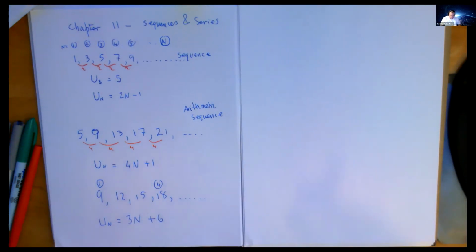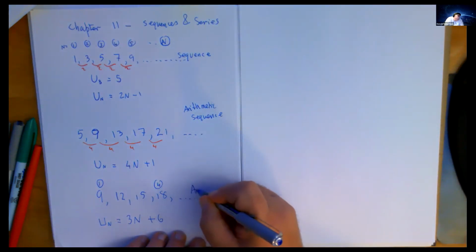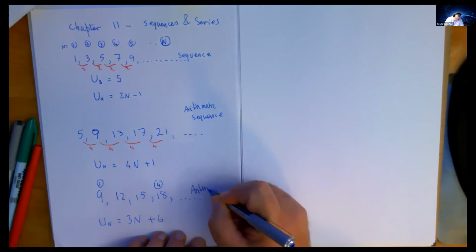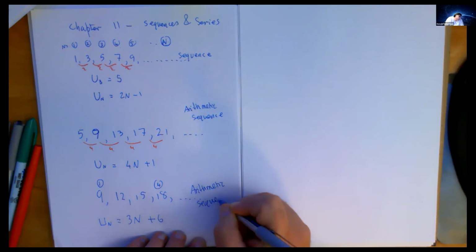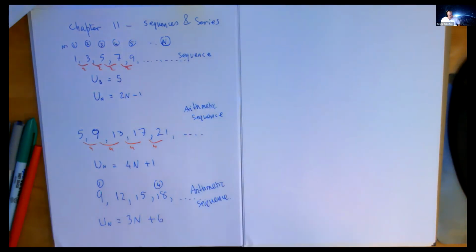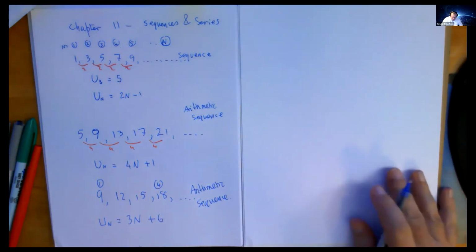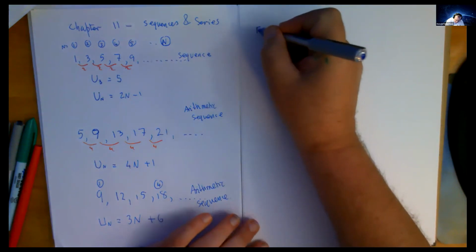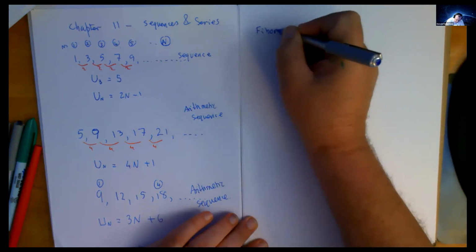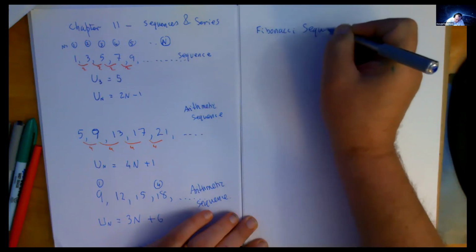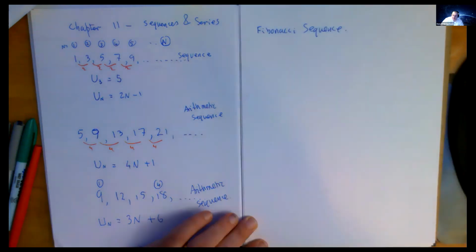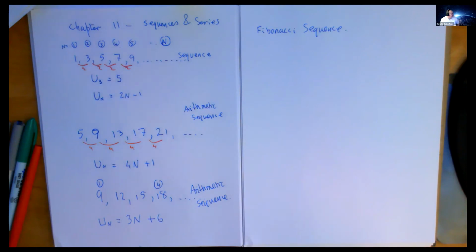Well, that's an example of an arithmetic sequence. They're pretty common. Some sequences get names because they are common or because they're useful. This next one is called the Fibonacci sequence.